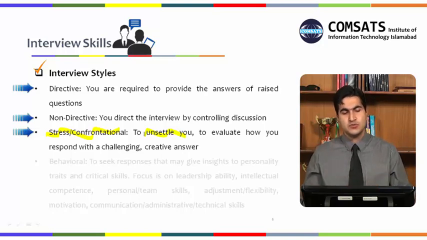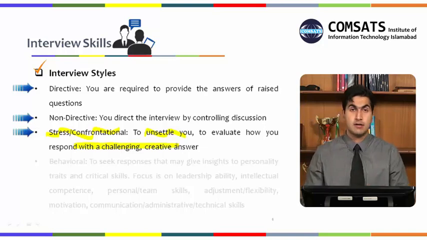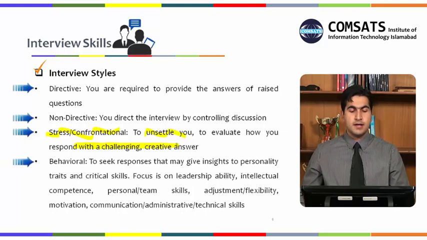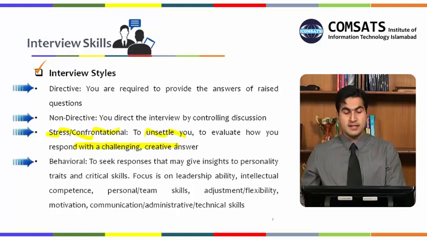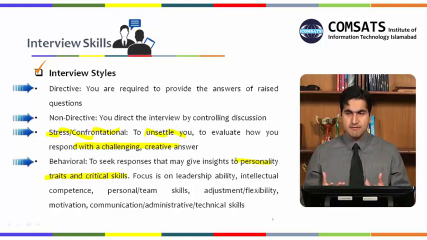So then they use this stress or confrontational style to evaluate how you respond to this challenge and come up with a creative answer. So this is also another category. And then there is a behavioral style to seek responses that give insights to personality and critical skills. So they would like to judge your personality and the way of your critical assessment, the way you use your critical skills to analyze the situation which is provided to you.